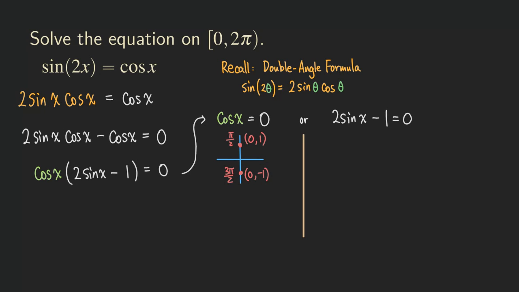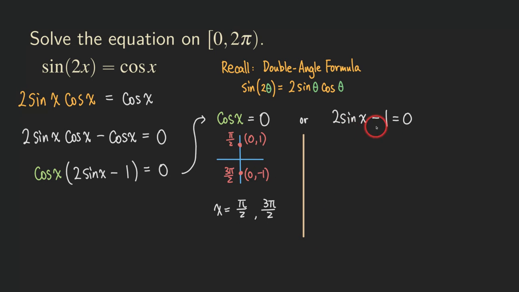Okay, so now what are the solutions? The solutions that will give you 0 from the cosine would be x equal to pi over 2 or 3 pi over 2. Okay, so that's that one. And what about this one?